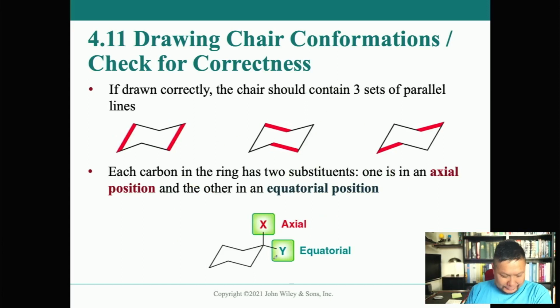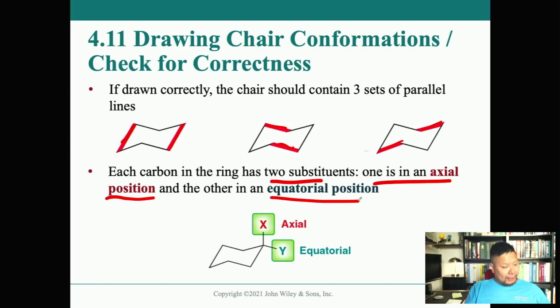Next, if drawn correctly, the chair should contain a set of three parallel lines. These lines here, and then these lines here, and they're using red, so you can't even see me draw it. They're all parallel lines. Each carbon in the ring has two substituents. When it's cyclohexane, they're all hydrogens, but each carbon has two of them. One is in the axial position, and one is in the equatorial position.